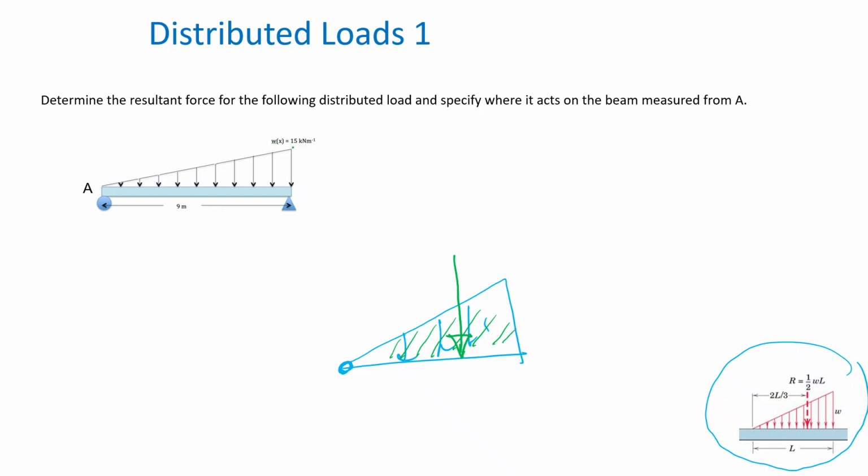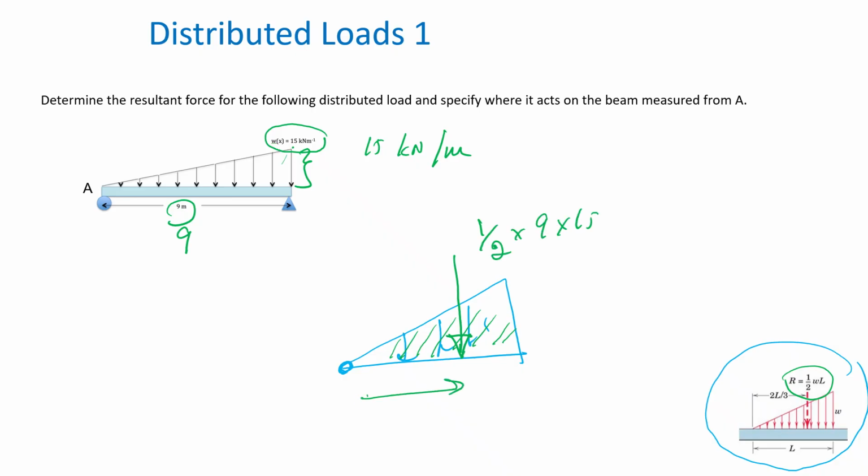It is 15 kilonewtons per meter. So this length is 15 and this is 9. So how do you find the area of this? Yeah, half times 9 times 15 is your force. It is acting at 2 over 3 times L, where L means 9. So you can replace this by a single force this way. Make sense? Are we good?